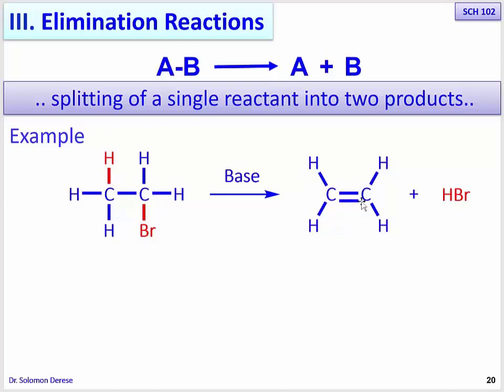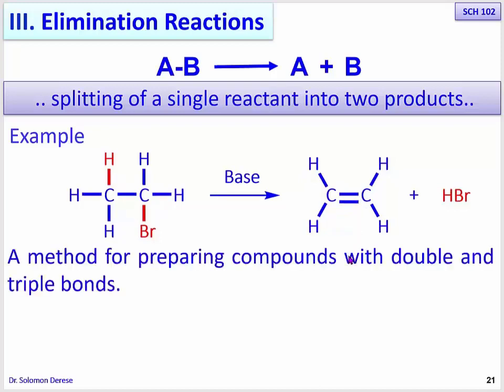of an addition reaction. So this reaction is a method organic chemists use for the purpose of preparing compounds that have multiple bonds, either double bond or triple bond. When certain atoms are eliminated, you get compounds that have multiple bonds. So this is a method of preparation of unsaturated molecules.